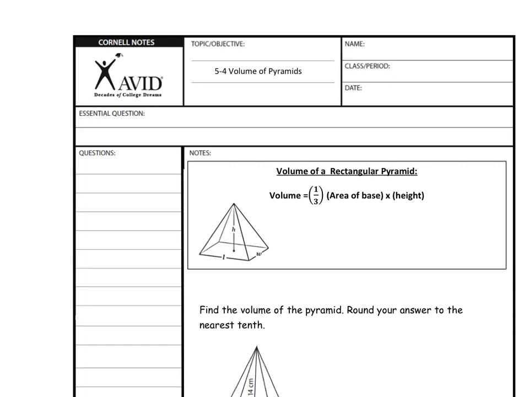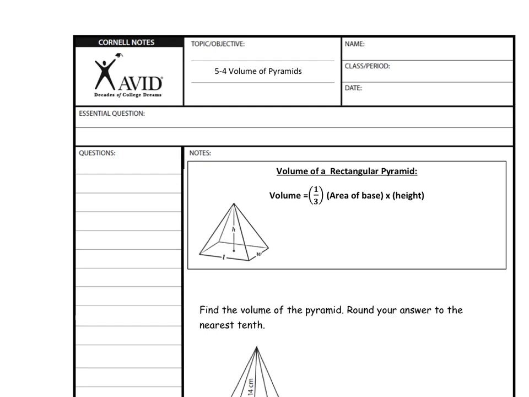Okay, so we are talking about how to find the volume of a pyramid today. Hopefully you just watched a video showing why this formula in the box here has a 1/3 in it, related to the rectangular prism that would not have a 1/3 in it. So with this particular pyramid, it has a rectangle for the base.